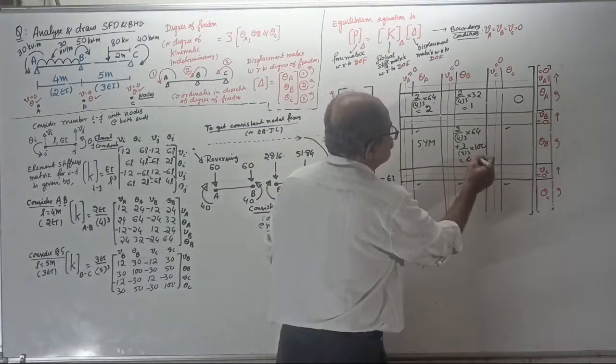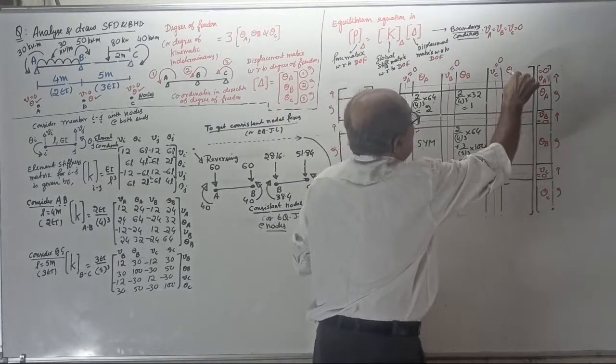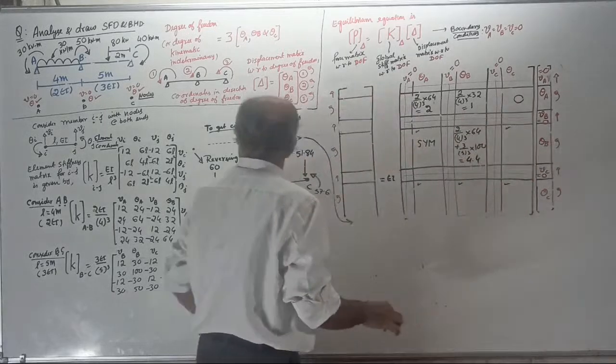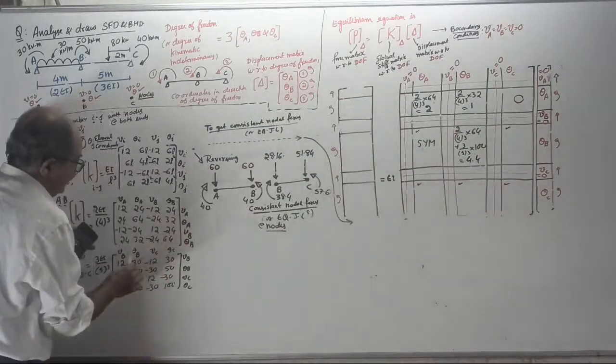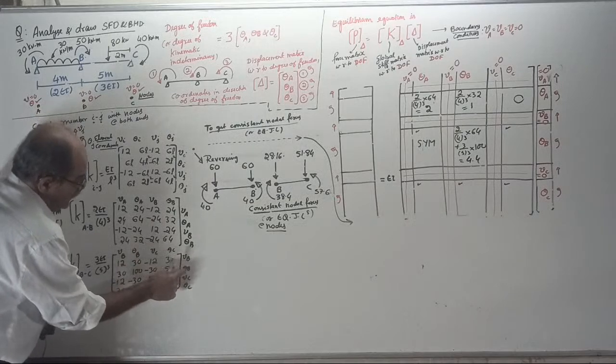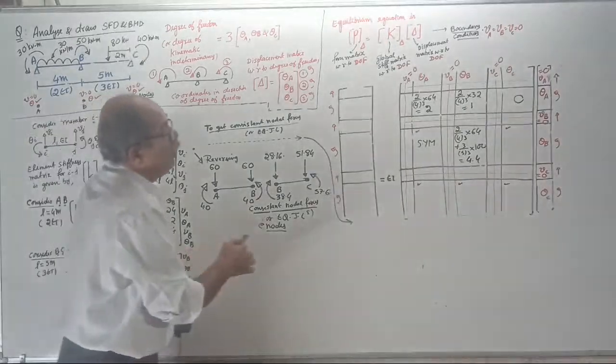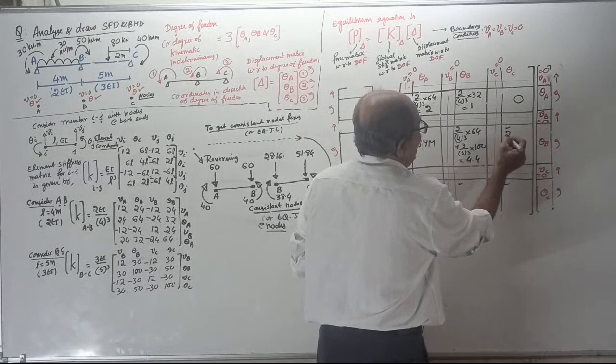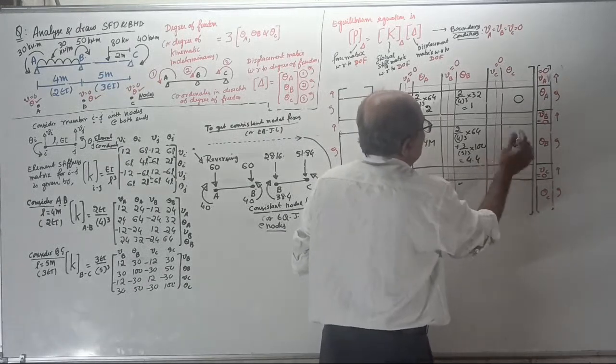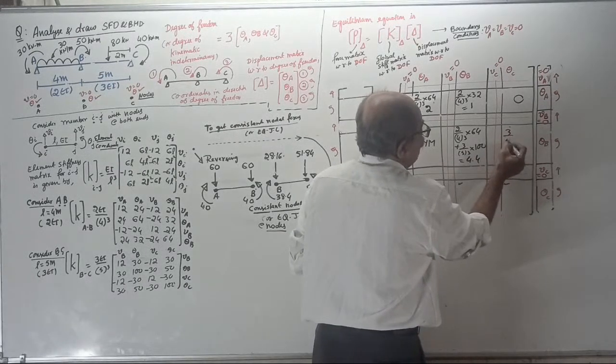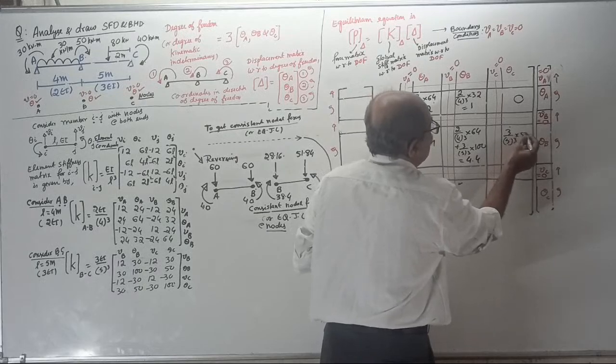That is 4.4. Here, theta C with theta B. There is no theta C here. Here it is there. Theta C with theta B is 50. So what is the answer? 3 by 5 cube into 50.